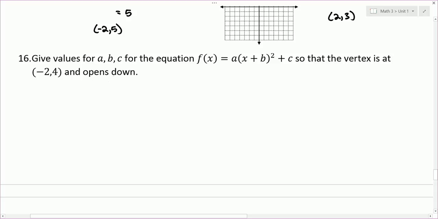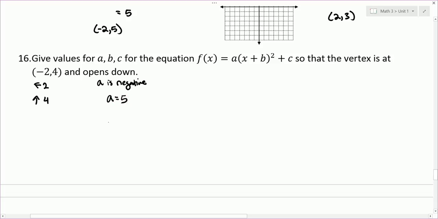So in order for it to open down, we need a to be negative. For our vertex to go through -2, 4, we're going to have a translation from the parent graph, left 2 units, up 4 units. Okay, so a is negative, we get to pick any negative number we want. Let's pick -5.